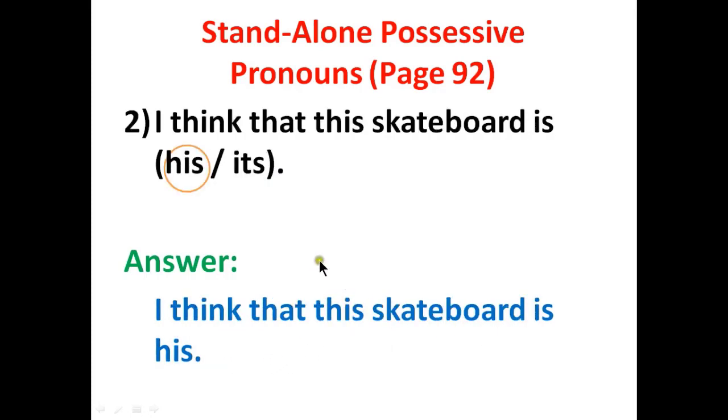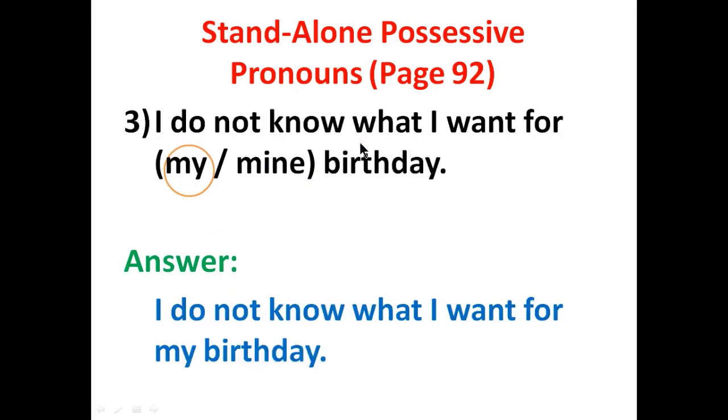Number 2. I think that this skateboard is his. You will circle his. Number 3. I do not know what I want for my birthday. Here you will circle my. I do not know what I want for my birthday.